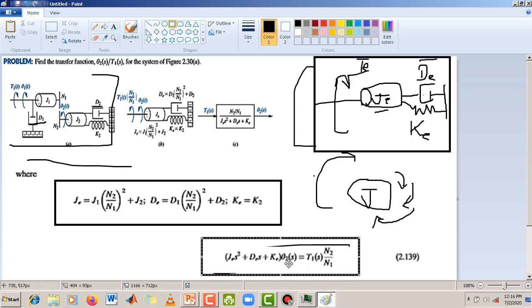Using that equation you can find the transfer function. You can see that this is theta 2, and if you divide this theta 2 by this T1, you get the value of the transfer function, which in this case is n2 divided by n1, divided by JE s square plus DE s plus KE. So this is the brief overview.